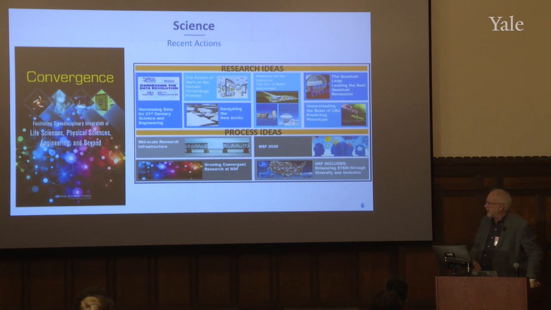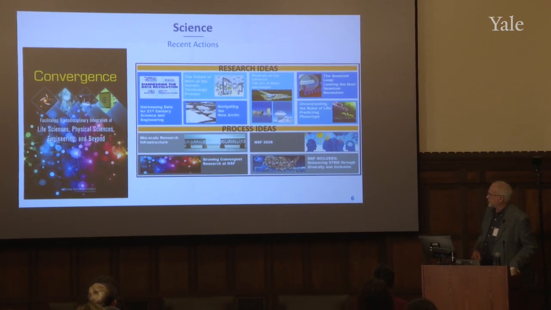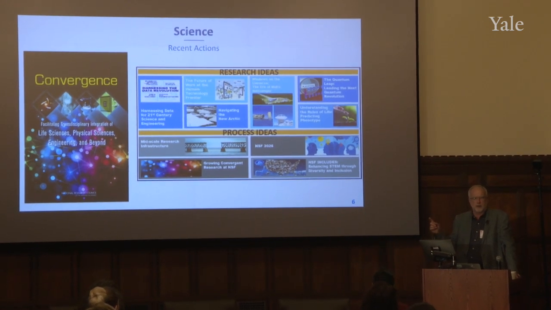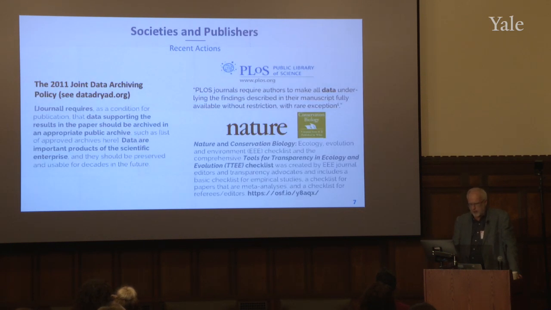The graphic on the right illustrates the 10 big ideas that NSF has decided to focus on over the next several years, or possibly a couple of decades. And you can see, again, in the lower left, growing convergent research at NSF, but then all the other research ideas at the top are ones that clearly cannot be addressed by working in a single discipline. You have to work across different domains in order to address a lot of these issues. Work in the Arctic and Antarctic, for example, requires a whole broad array of different sciences and engineering.